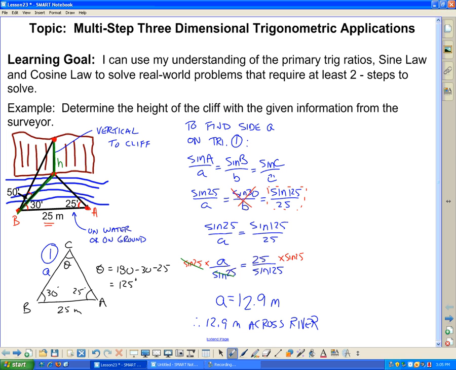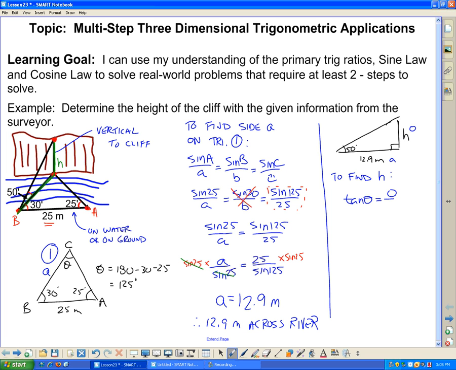So now I'm going to look at the second triangle, which I'll draw up here, I guess. So this is looking at it from the side. So there's the 50 degrees. There's my cliff. I'm looking for the height, and I now know the distance of that length there, and that's the 12.9 meters. So to find h, we can use SOHCAHTOA. All right. So to find h, opposite and adjacent, so that is our tan ratio. Tan theta equals O over A. Tan 50 equals h over 12.9.